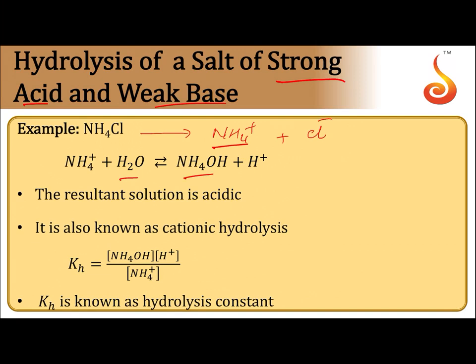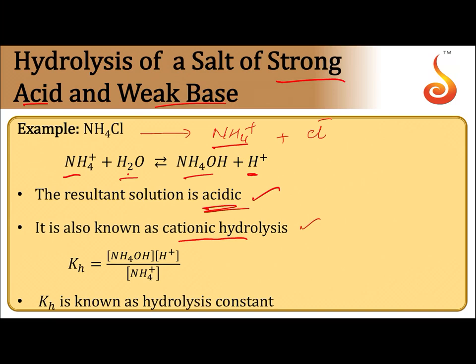Ammonium ions react with water and produce ammonium hydroxide plus H plus ions. Therefore, the solution is going to be acidic in nature. It is also called cationic hydrolysis because here the cation reacts with water, hence called cationic hydrolysis.